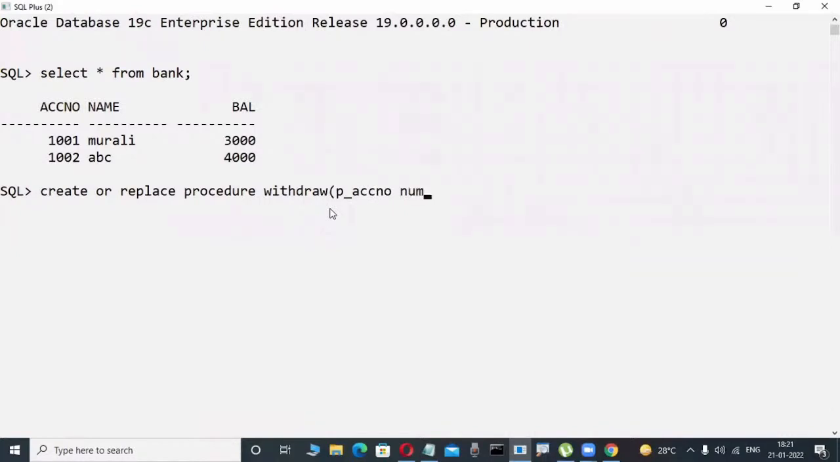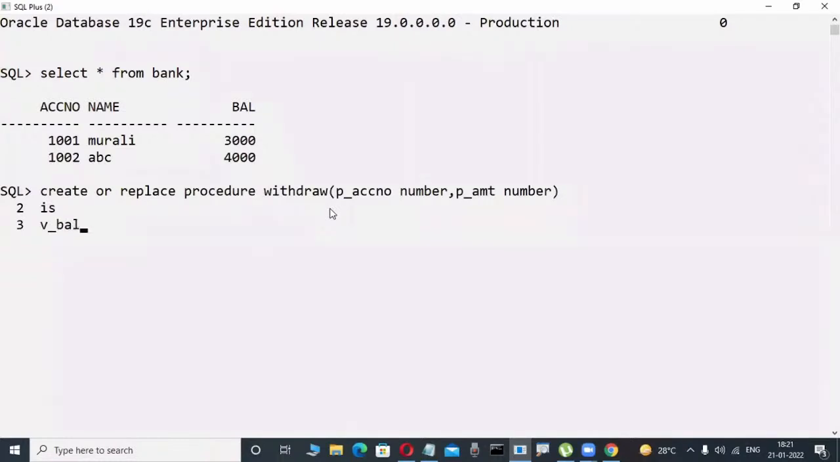Account number I'm passing. Again, the amount also I'm passing, only because I try to withdraw. The ATM card is there. And now here, amount. Here I'm passing something. Okay. Now some coding is there.